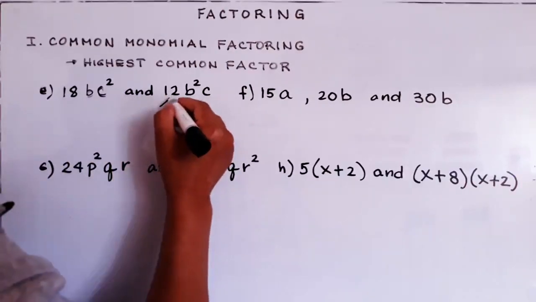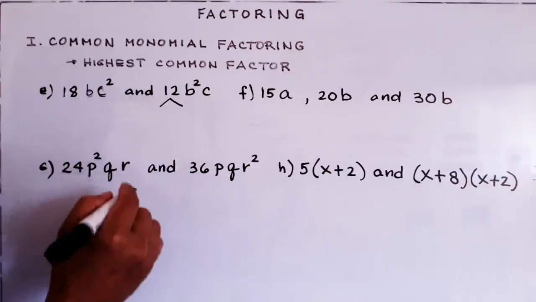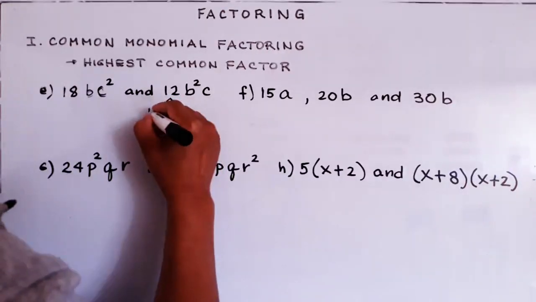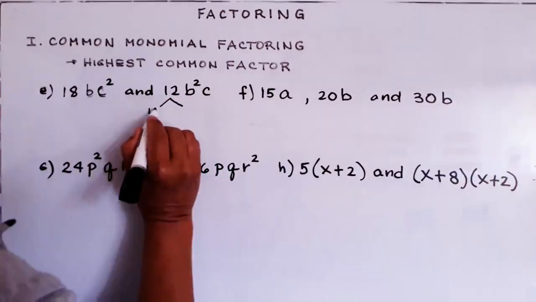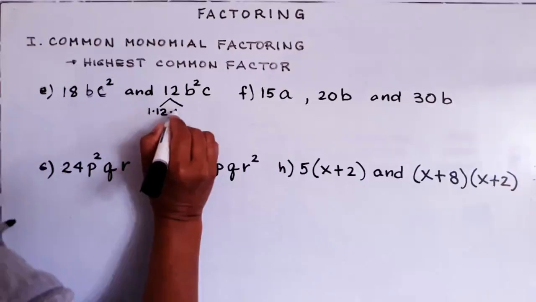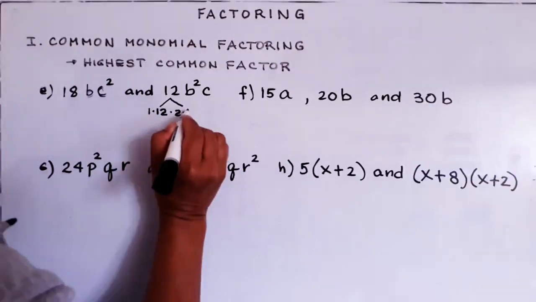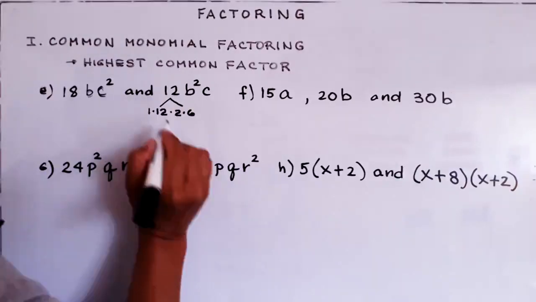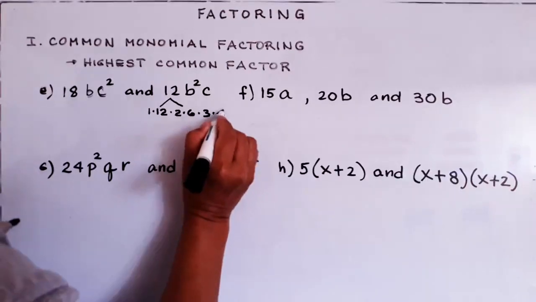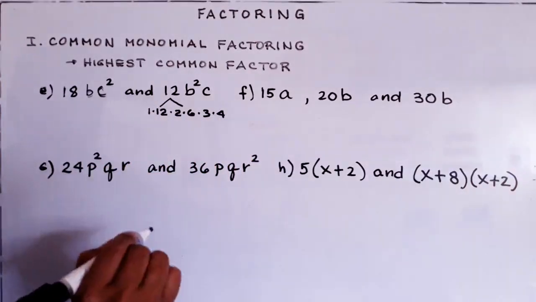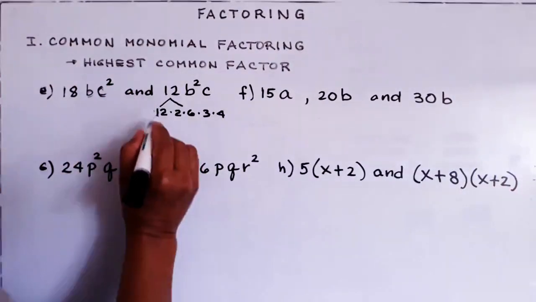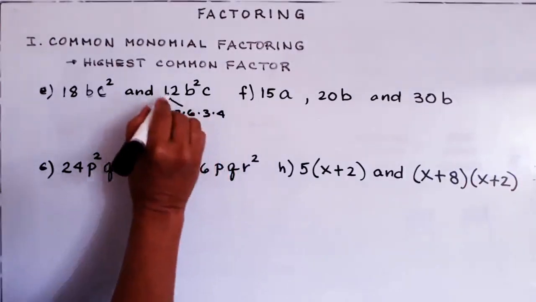Now let's have the complete factors of 12. What are the complete factors of 12? We have 1, can you see that 1 times 12 is 12. 2 times 6 is 12. 3 times 4 is 12. Okay. Let us erase the 1 because 1 times 12 is 12. So we have 12, 2, 6, 3, 4. These are the factors of 12.